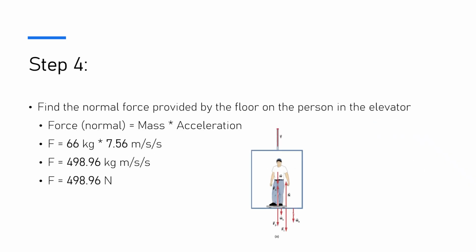So now we've got to find the actual normal force provided by the floor on the person in the elevator. Once again, our guy's on a scale, but pretend he wasn't. It would be the elevator providing that normal force. And we know that the force is just mass times acceleration. So we have our mass of 66 kilograms, multiplied by our net acceleration, which we just found on the last slide. And that's going to give us 498.96 kilogram meters per second squared. And if you're familiar with your units, you'll understand that kilogram meters per second squared is equal to newtons. So we've just found our final answer, 498.96 newtons, or just about 499 newtons.